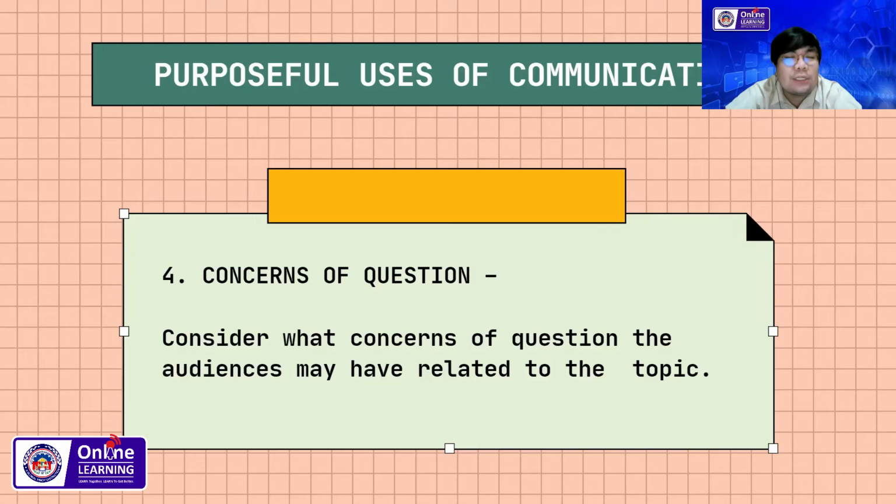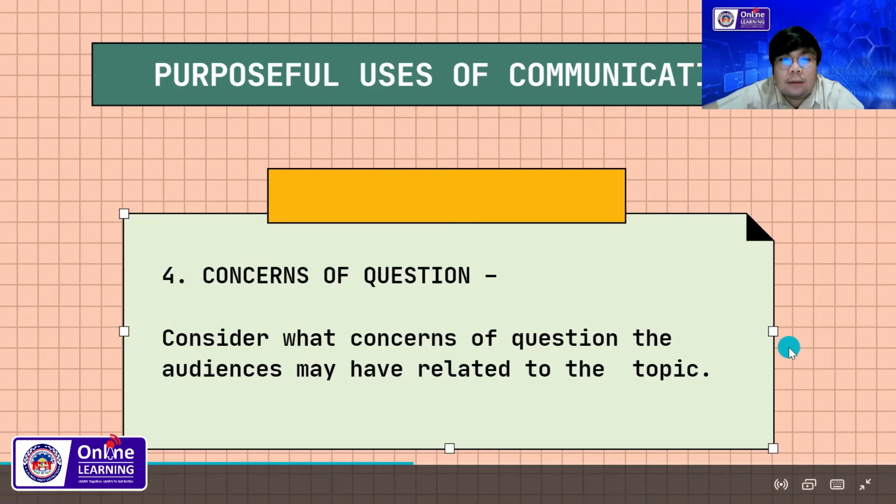That's why in communication we have the 6 C's of communication, and one of them is completeness. Okay, so when we say completeness, all of the concerns and questions are being addressed. So with that, it completes the communication. Same thing with concerns or questions, if ever there are a lot of questions from your audiences.